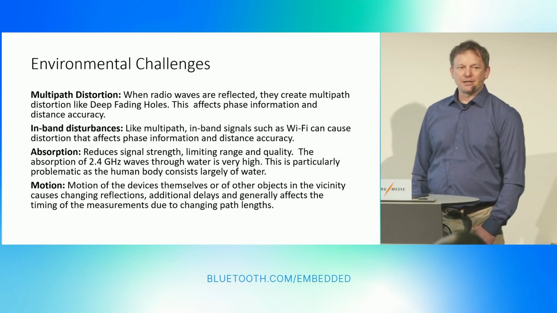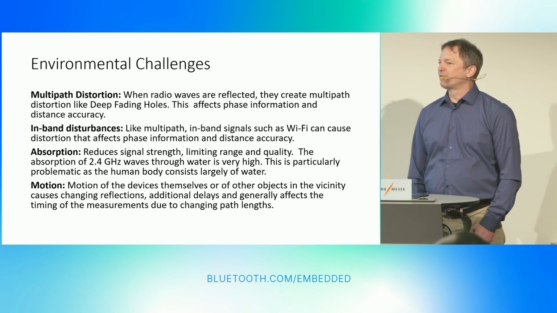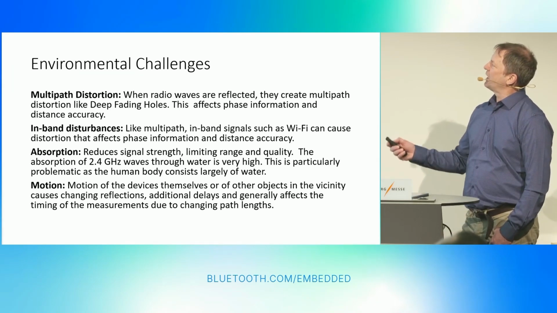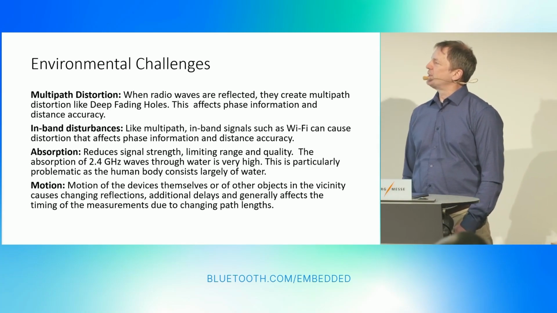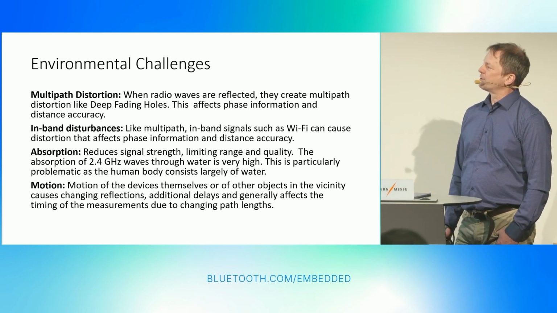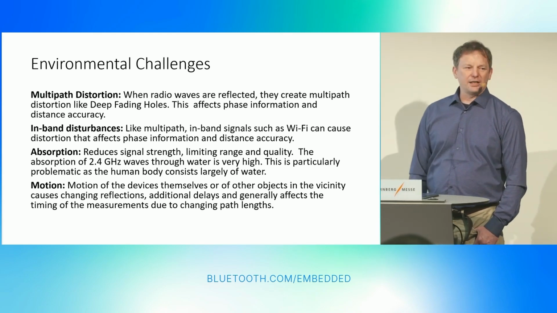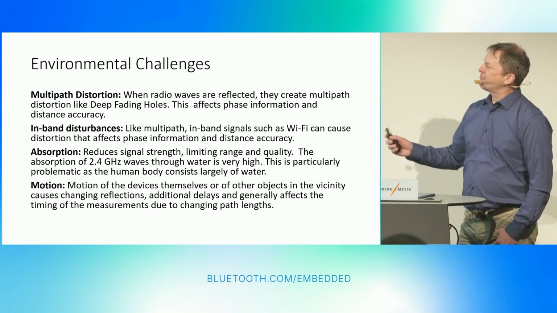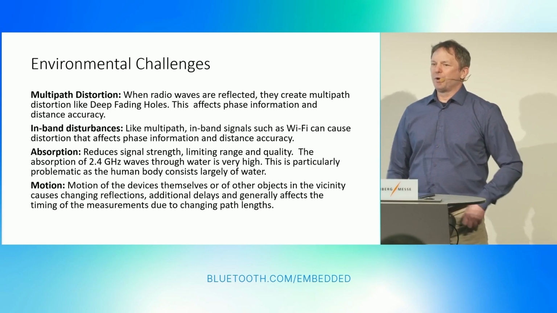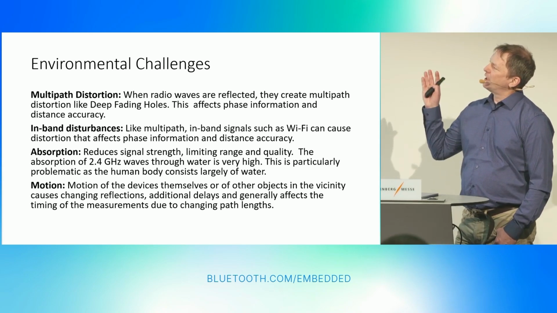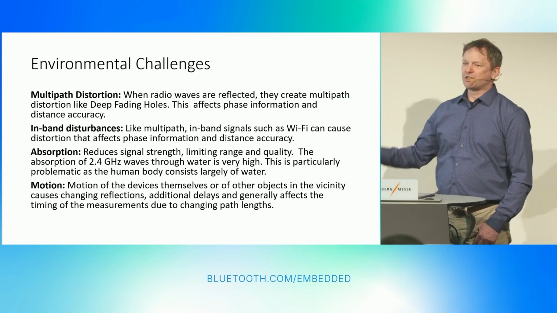You can have in-band distortions. For example, other 2.4 gigahertz emitters are sending data, for example Wi-Fi, and that will give us similar distortions as the multipath distortion. Then you may have absorption, like in the back pocket scenario Damon told us about, and then you can have motion. Motion is another factor which needs to be addressed, and mainly it is addressed by multiple antenna paths as well.